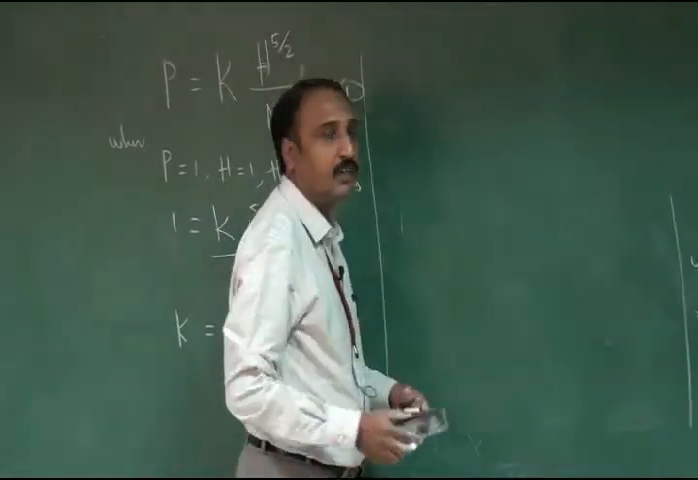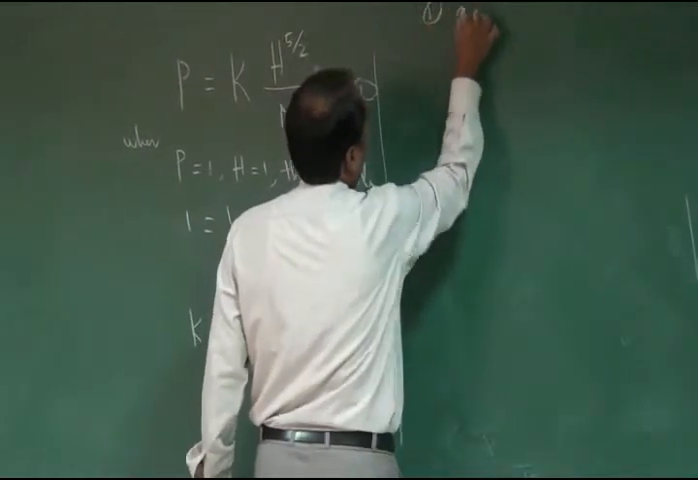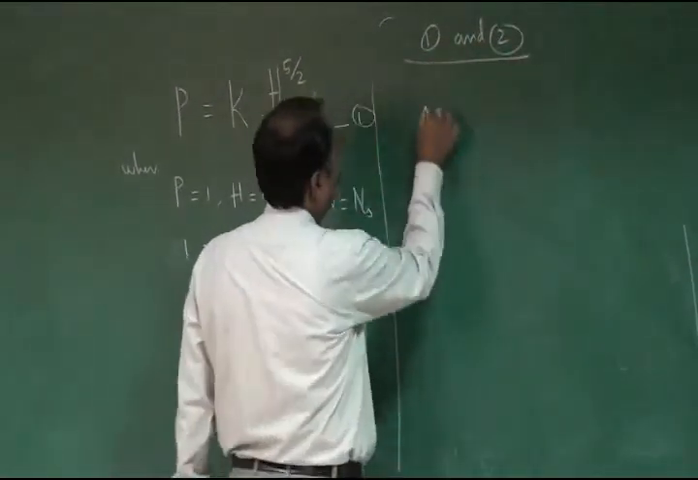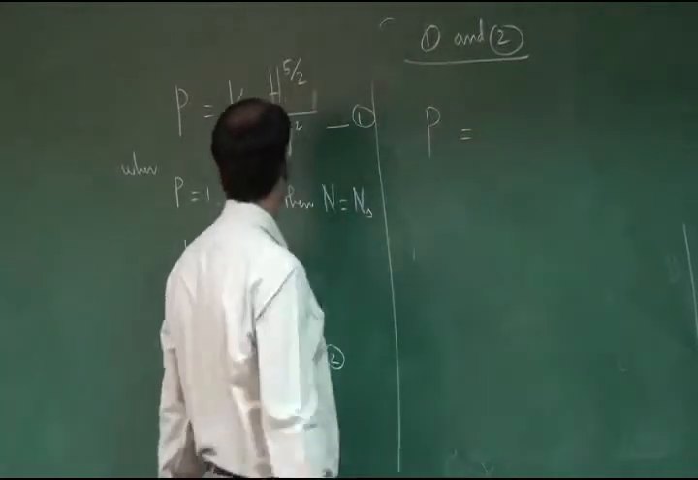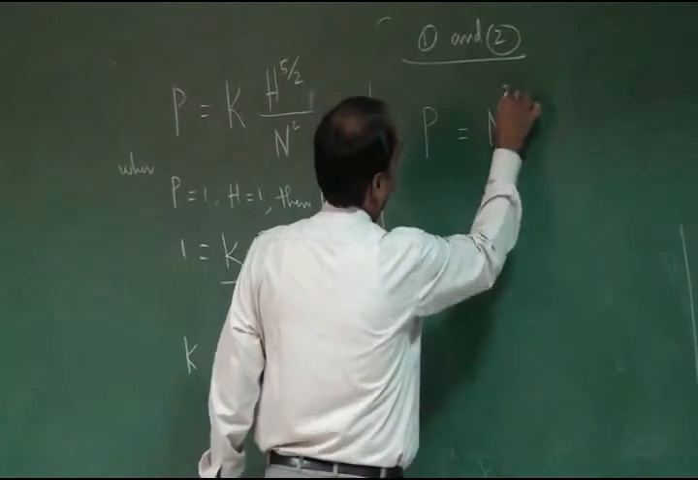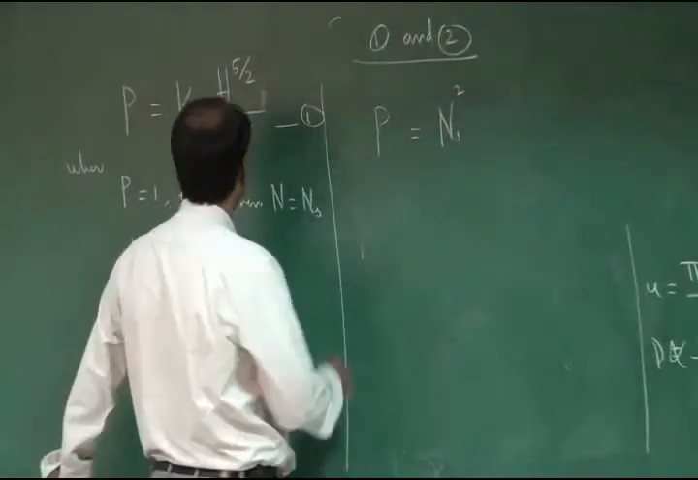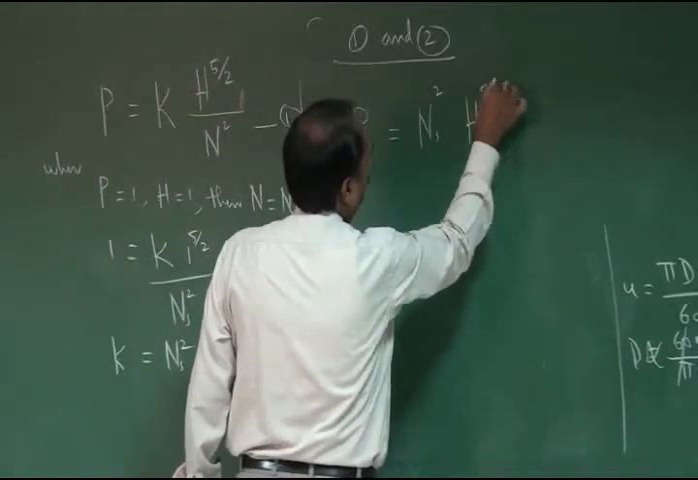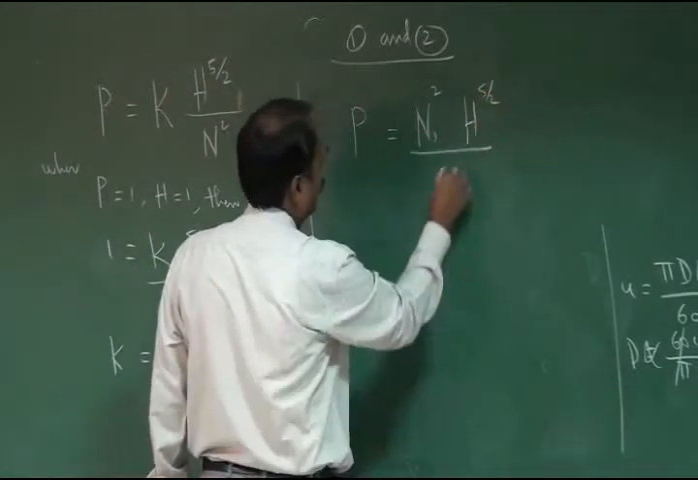By combining equation 1 and 2, now power is equal to k n square into h power 5 by 2 divided by n square.